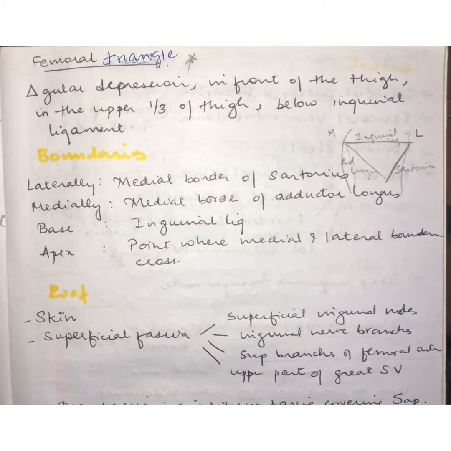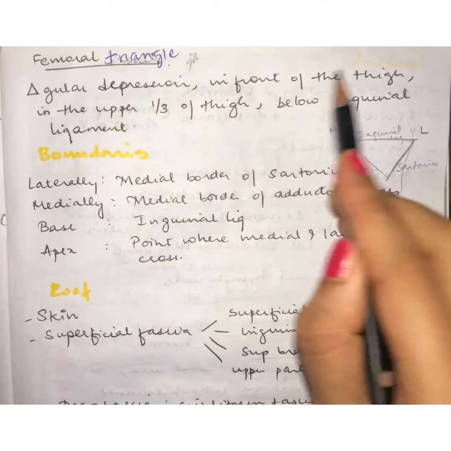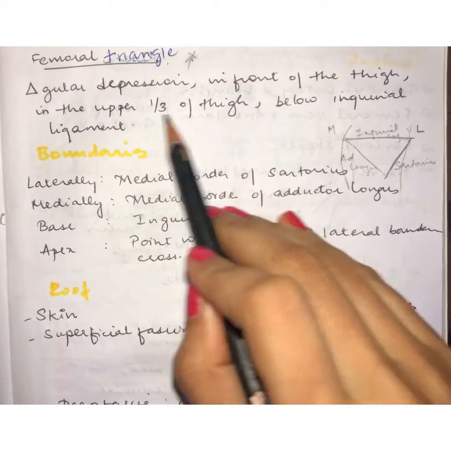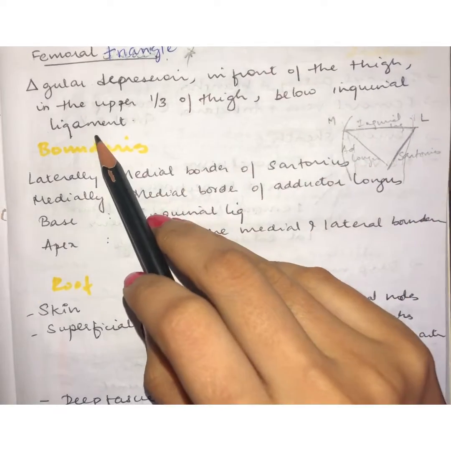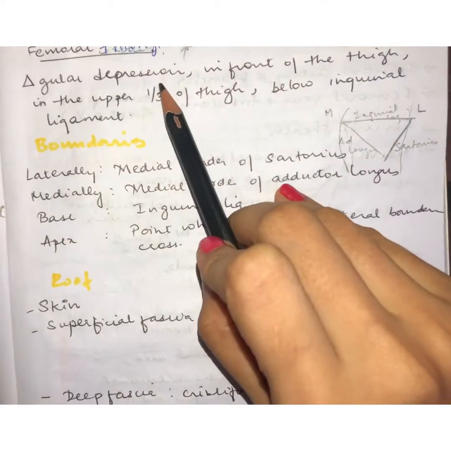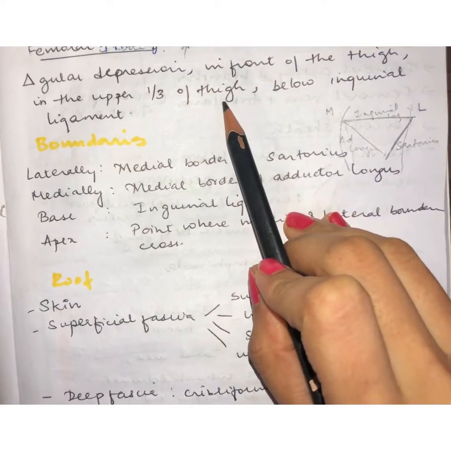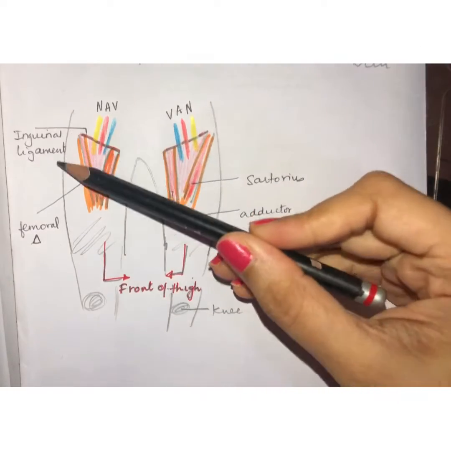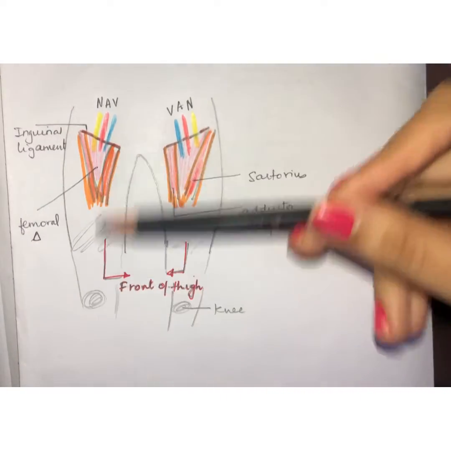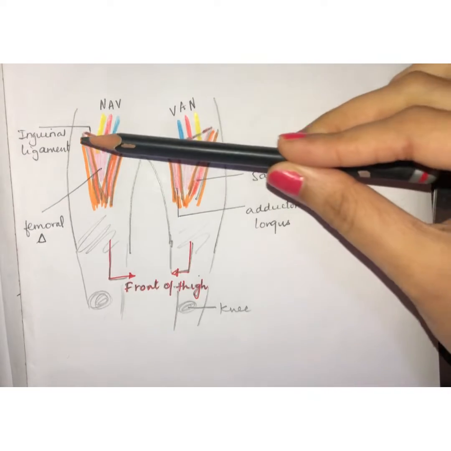So let's define it. It is a triangular depression in front of the thigh, in the upper 1/3 of the thigh, below the inguinal ligament.